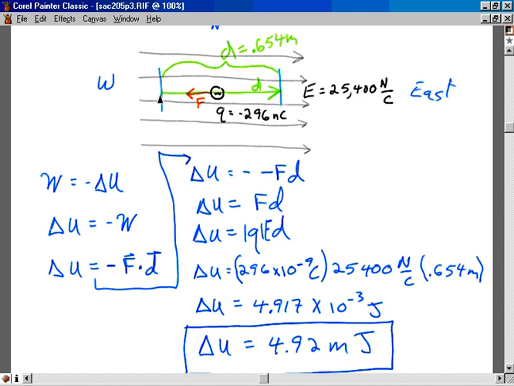When it was at this point, it may have already had some velocity in that direction, much like an object which is thrown upward. It goes upward even though the only force acting on it is in the downward direction. But the main issue here is to find the change in the potential energy, and we've done that, so that wraps up problem 205.